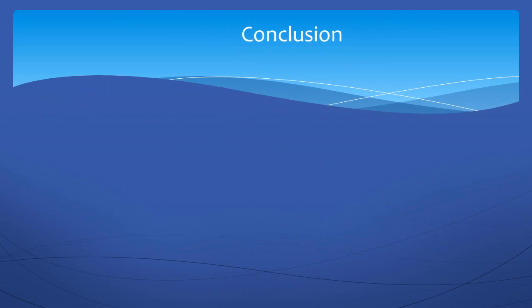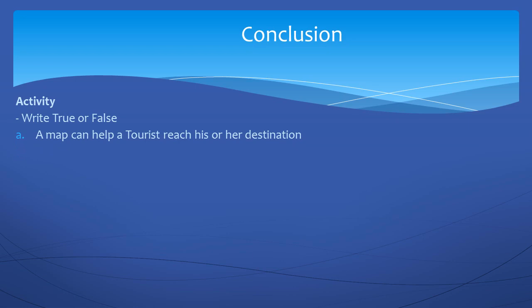Okay, students, that is again our lesson for this week, and I hope you achieved our learning outcomes, okay? Right? I want you to do this activity. Write true or false. If you think the statement is true, then write true. If it's false, then write false. Okay? Question letter A. A map can help a tourist reach his or her destination.